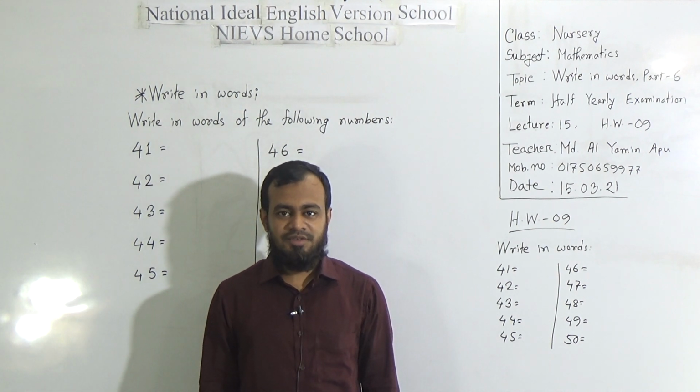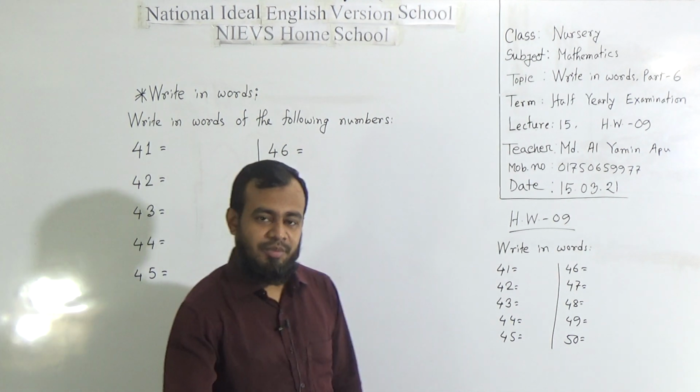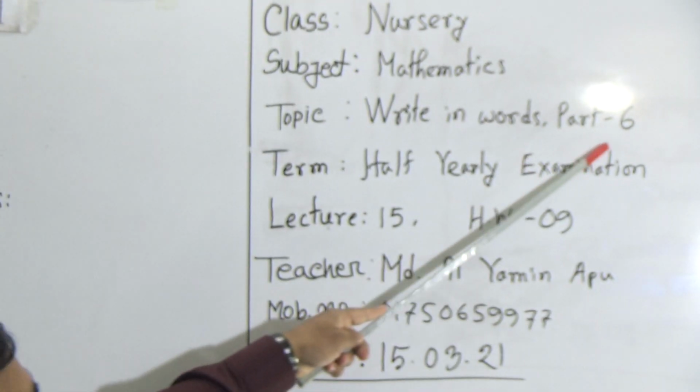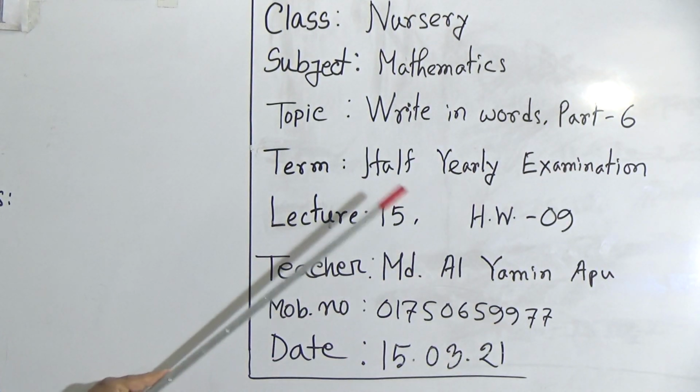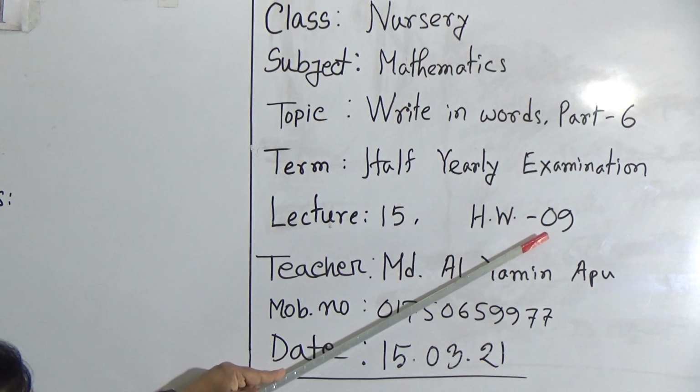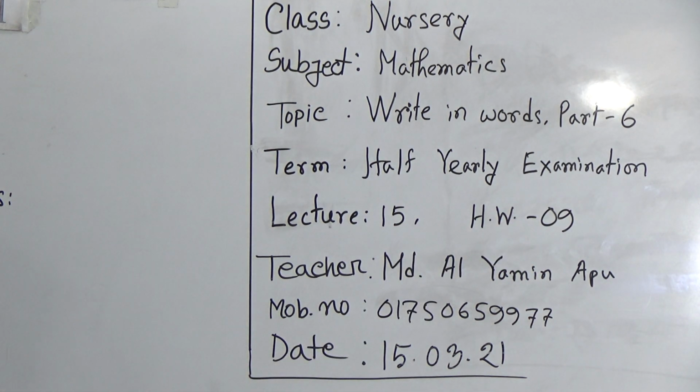Today I am going to take a math class for the students of class nursery. Our today's topic is Write in Words, Part 6. It's our last class on Write in Words. It's on the half-yearly examination. Your lecture number is 15. My dear students, you have a homework. Your homework number is 9. Okay, now let's start our class.